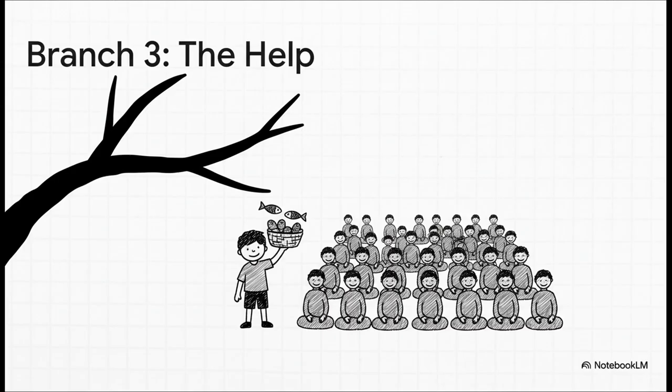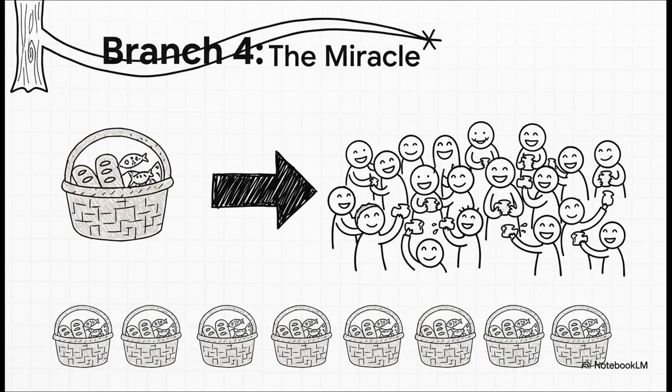And notice how the author builds the tension here. Andrew points out the boy, and then Jesus just takes control. He tells this massive crowd of 5,000 men to sit down. You can just feel it. Something is about to go down. And here it is, the main event.